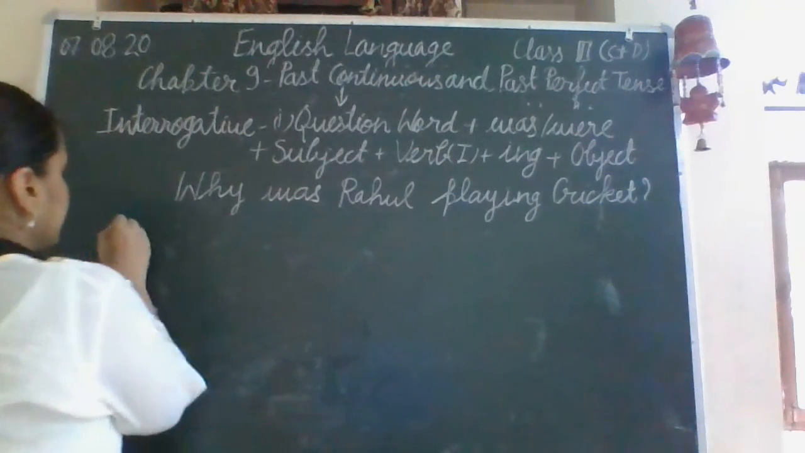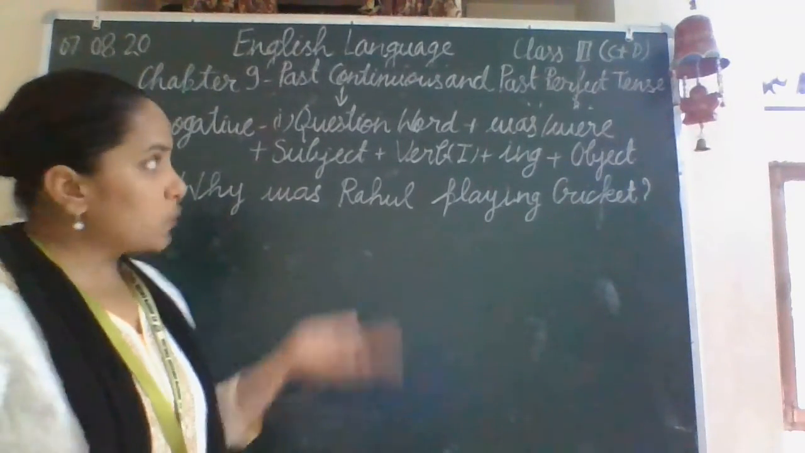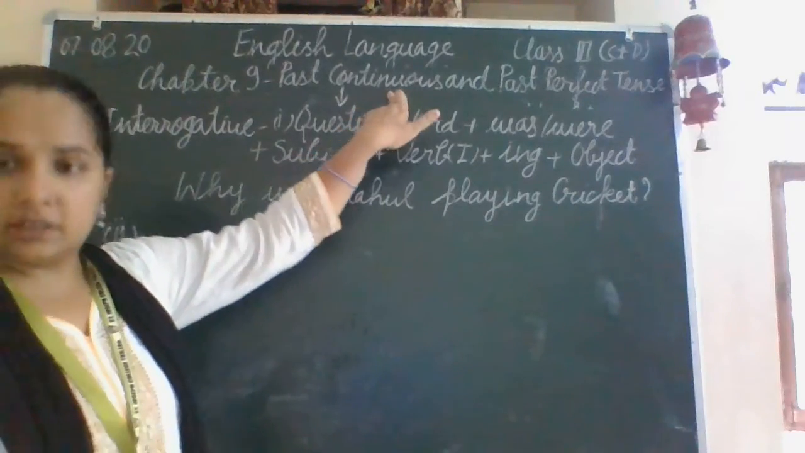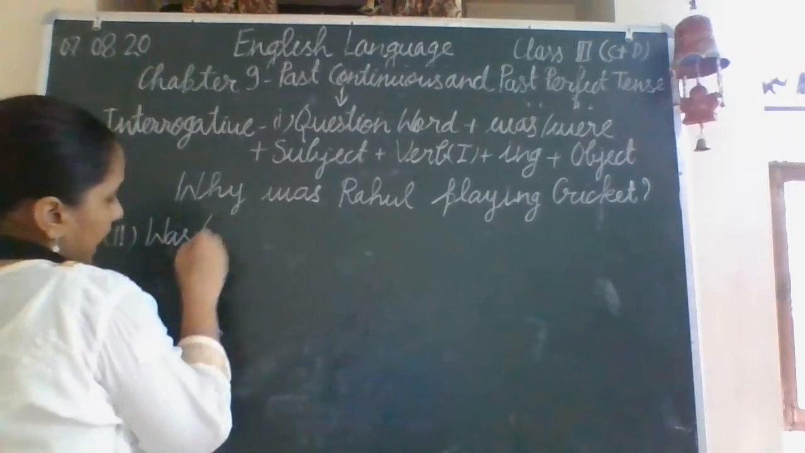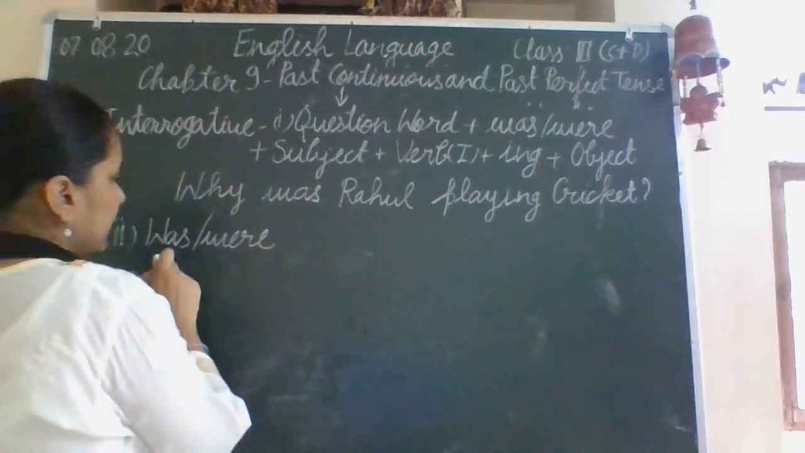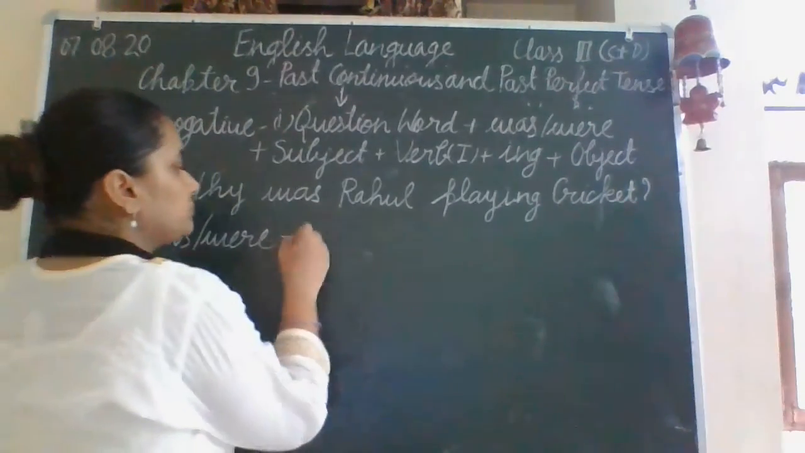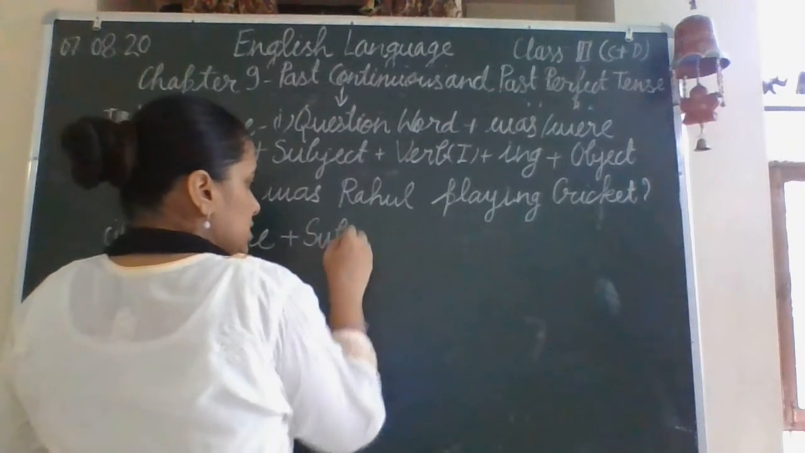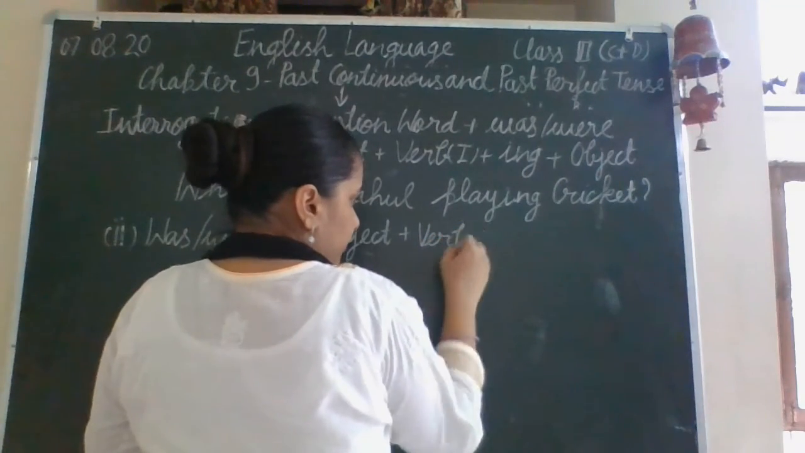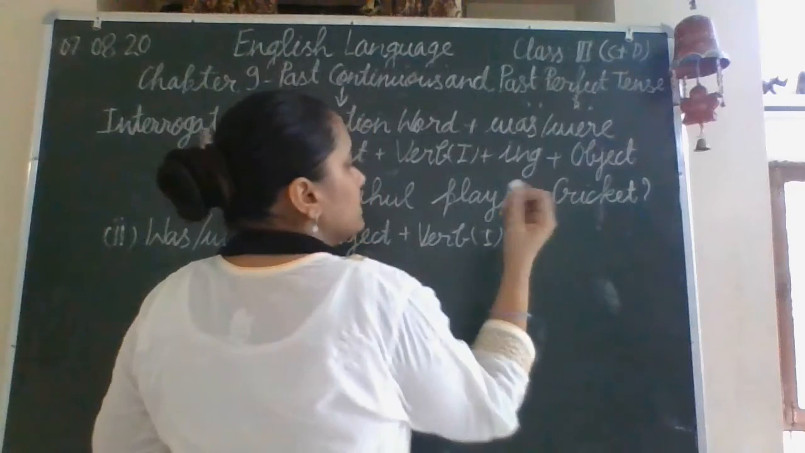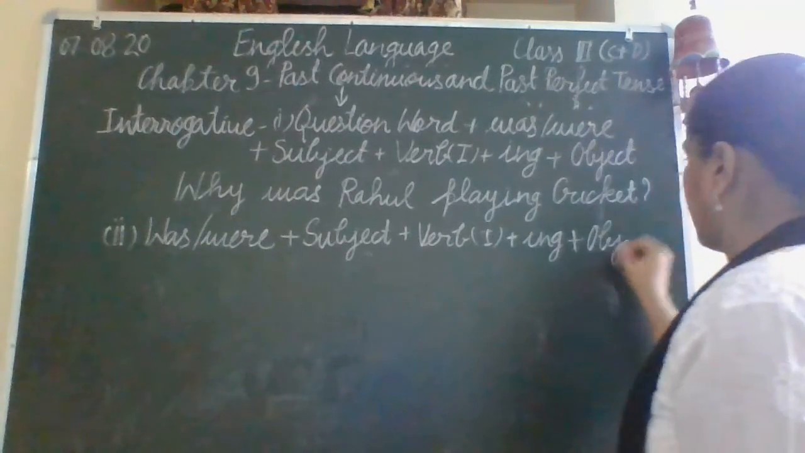Now, the second category, in which the sentence will start with the helping verb. The helping verbs in case of the past continuous tense are was and were. Again, the use of was and were will depend on the subject. Next comes the subject, plus base form of verb, plus ing, plus object.